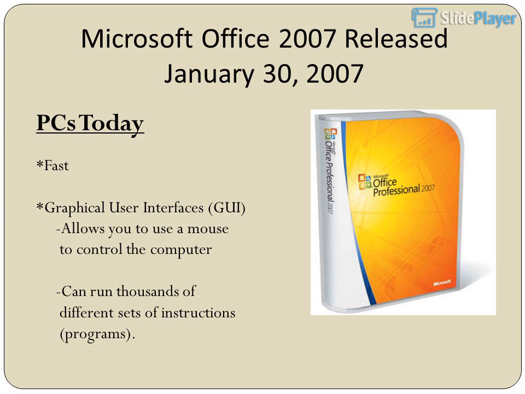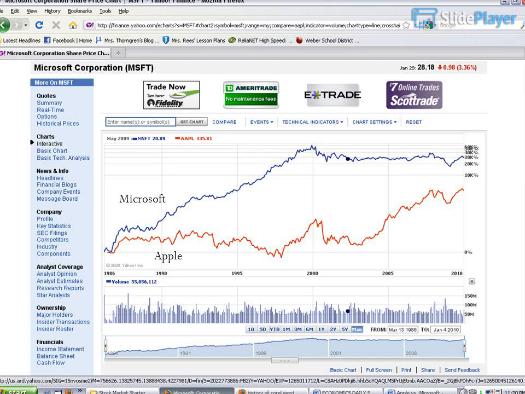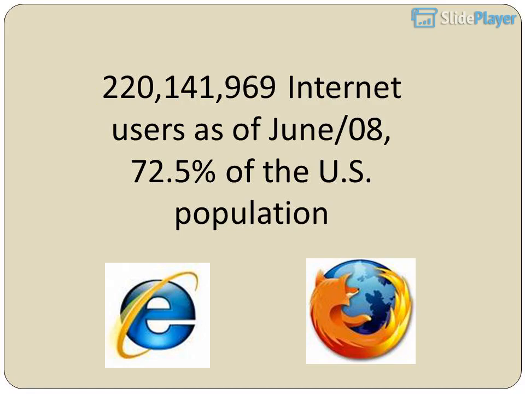PCs today. Fast. Graphical User Interfaces, GUI. Allows you to use a mouse to control the computer. Can run thousands of different sets of instructions. Programs. Microsoft. Apple. 220,141,969 Internet users as of June 2008, 72.5% of the U.S. population.